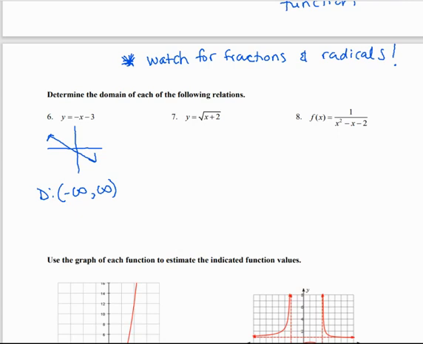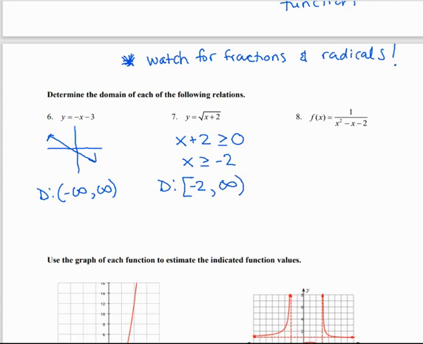Number 7, let's review number 7. This one has a radical. So remember, for radicals, we take what's inside the symbol and make it be greater than or equal to 0. What's inside must be a positive number or a 0. So once I do so, I solve that. And I know that my domain has to be all the values greater than or equal to negative 2. Well, how do I write that in interval notation? If I'm greater than or equal to negative 2, it means I'm going to start at negative 2 and include it because it's greater than or equal to. And then it's going to go everything to positive infinity.